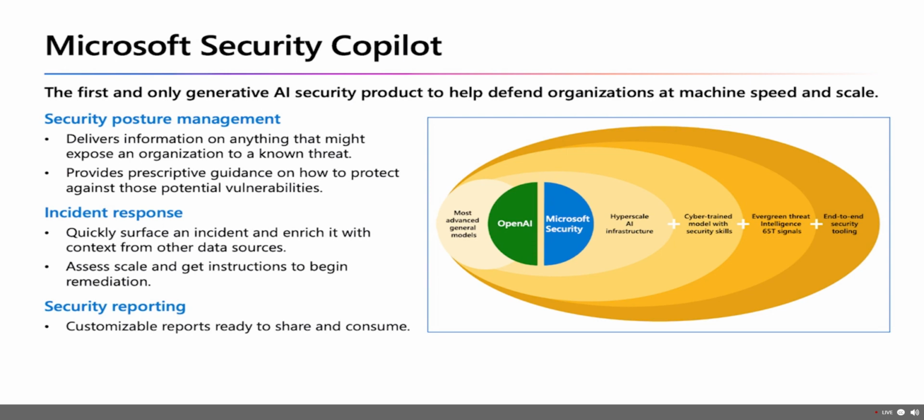In the second use case, incident response, Security Copilot can quickly surface an incident, and can then guide the analyst through the response and remediation steps with guided recommendations. Finally, security reporting. Security Copilot can deliver customizable reports that are ready to share and easy to consume, allowing analysts to focus more on high-value tasks pertinent to securing the organization.